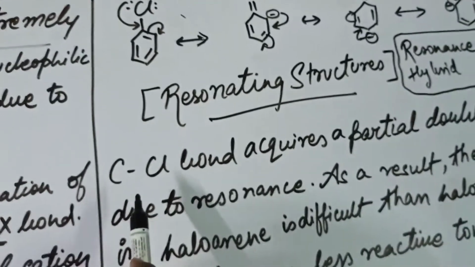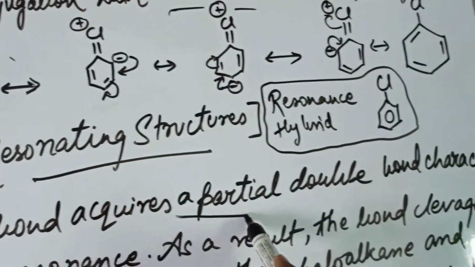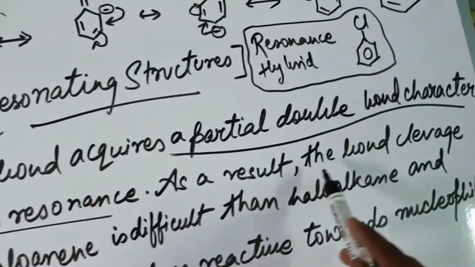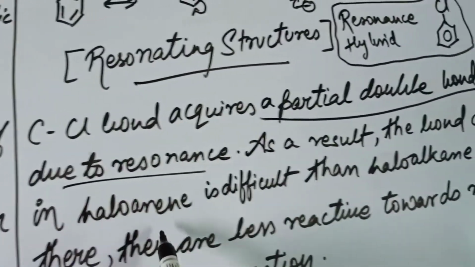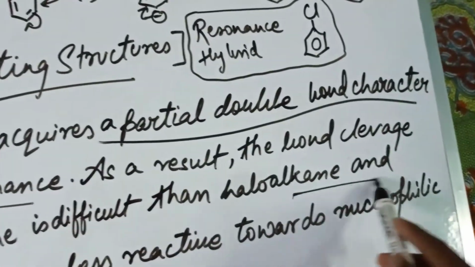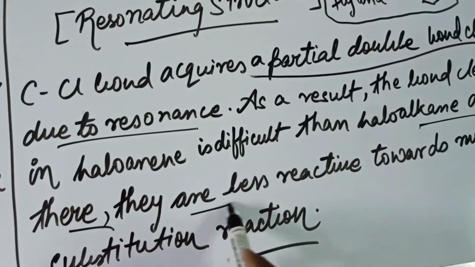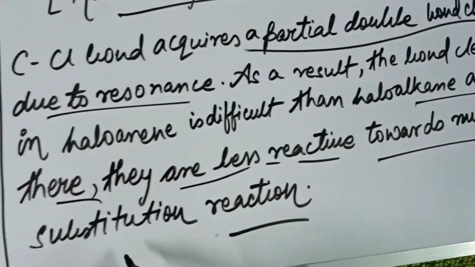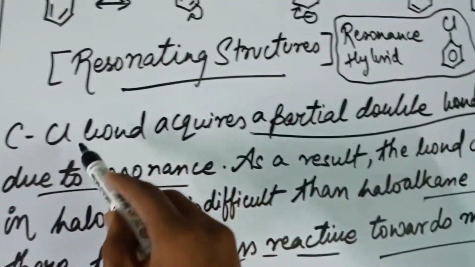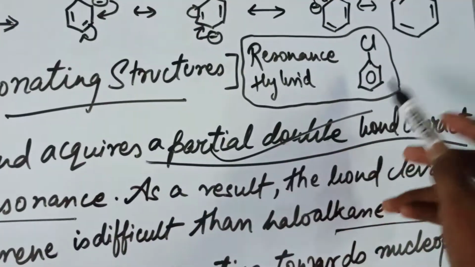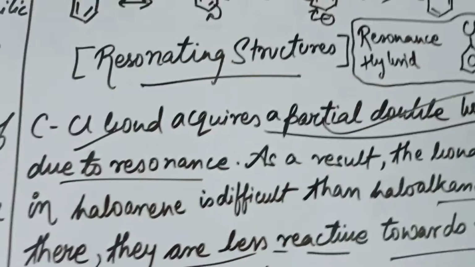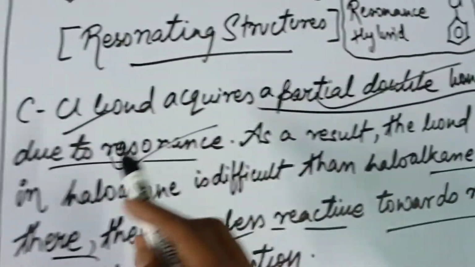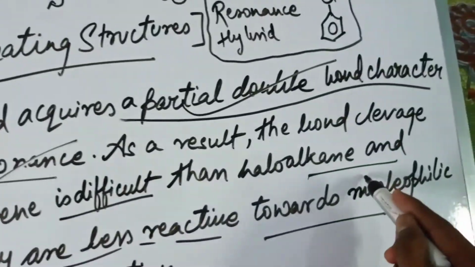So the C-Cl bond acquires a partial double bond character due to resonance. As a result, the bond cleavage in haloarenes is more difficult than in haloalkanes, so they are less reactive towards nucleophilic substitution reaction. Why? Because the C-Cl bond has a partial double bond character. Why partial double bond? Due to resonance. So the bond cleavage is more difficult than in haloalkane.